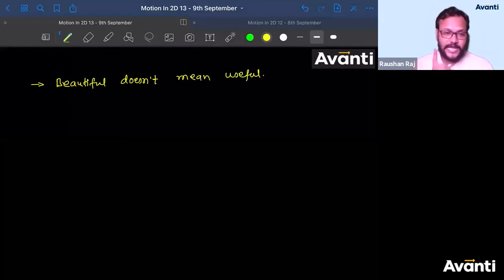That means you don't have to beautify your notes. Okay, children? What is the meaning of beautifying our notes, sir? Don't waste your time while making short notes. Why am I saying that? Because this is very, very critical. I can convince you to make short notes, and you might get convinced also.